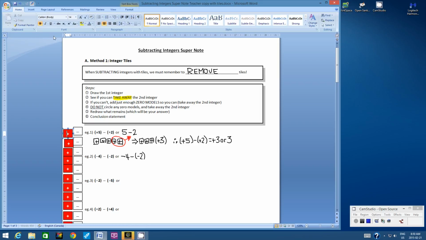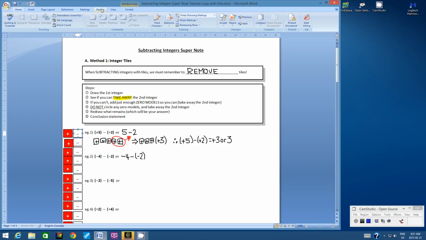Okay, so now put your pencils down. Let's go through the steps. Let's build the first integer. The first integer is -4, so let me bring over 4 negative tiles. See if you can take away the second integer. Well, the second integer is -2. Is it possible to take away 2 negative tiles? Yes, it is. So let's take away 2 negative tiles. And whatever remains should be the answer. So our answer should be -2. I hope that makes a little bit of sense. So let's clear your board. Let's clear your tiles.